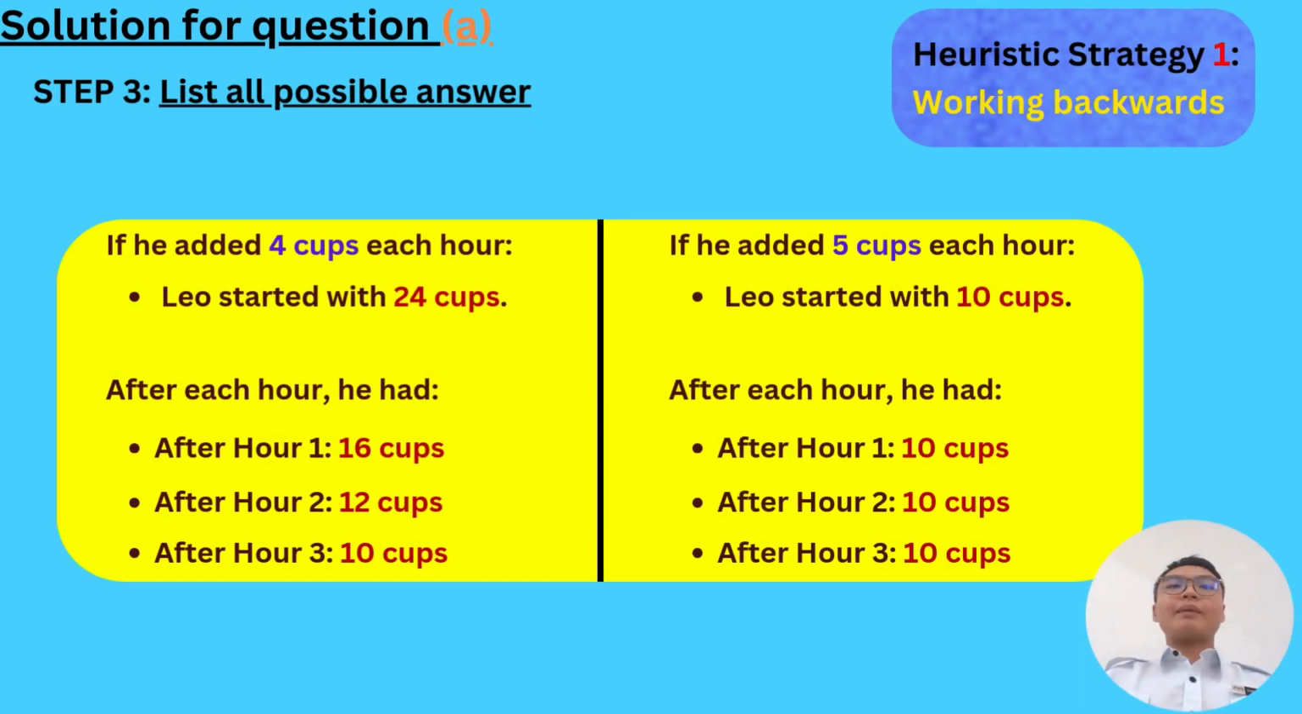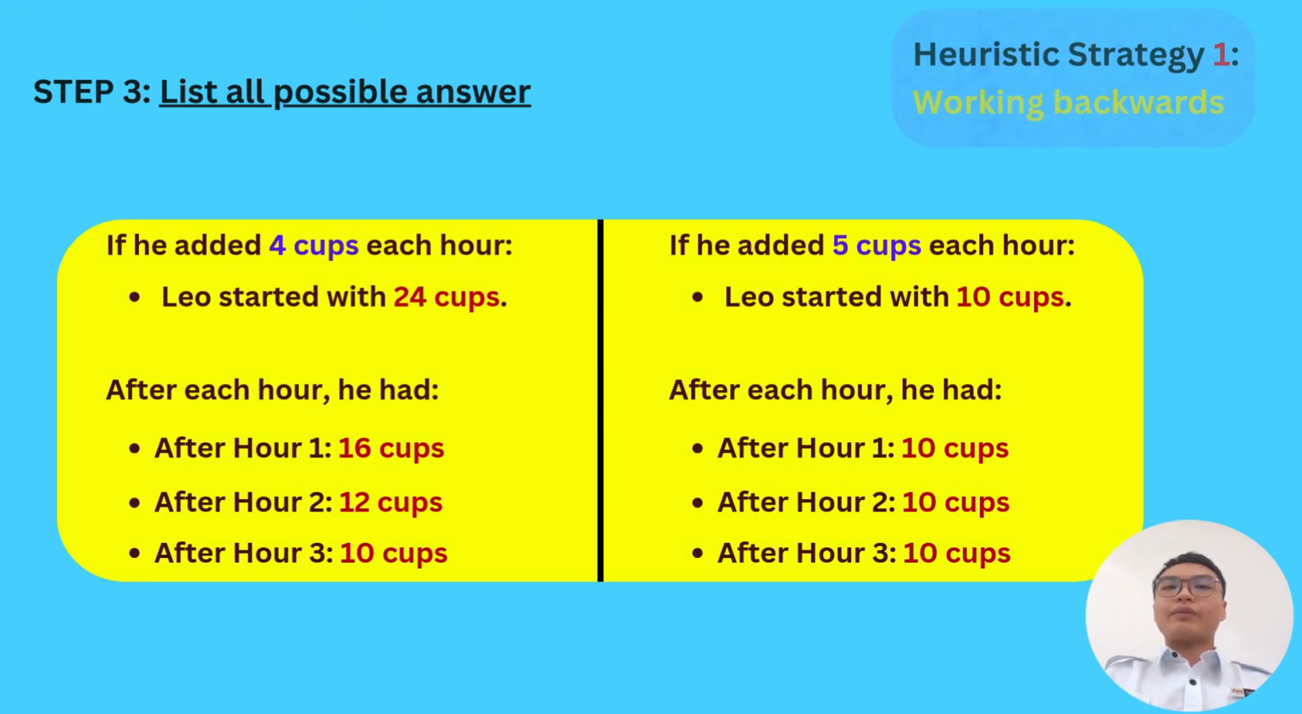Now we look at the last step, step 3 for question A. Heuristic strategy 1, working backwards, is to list all possible answers. If he added 4 cups each hour, he started with 24 cups. After hour 1, 16 cups. After hour 2, 12 cups. After hour 3, 10 cups. And if he added 5 cups each hour, he started with 10 cups. After hour 1, 10 cups. After hour 2, also 10 cups. After hour 3, 10 cups also.